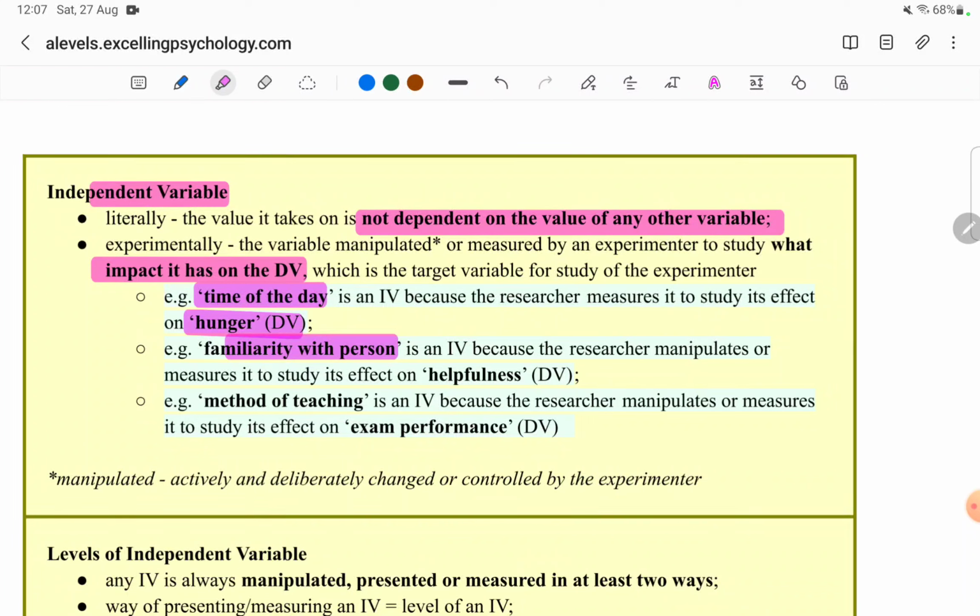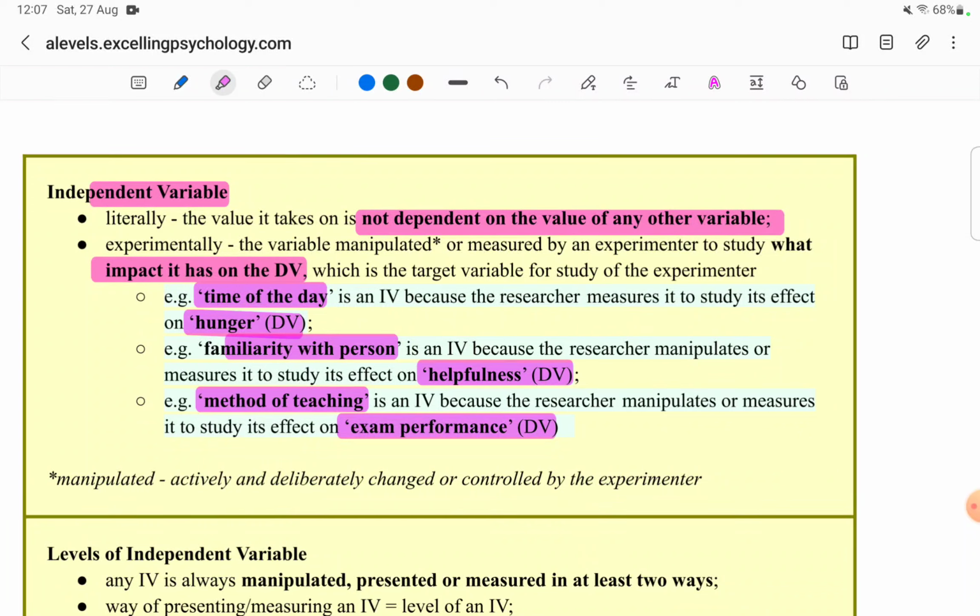Similarly, familiarity with a person is an independent variable. Why is it so? Because a researcher might believe that it influences how helpful a person is. So it brings about a change in the dependent variable of helpfulness. Method of teaching is another independent variable. And why is it? Because it influences how well a person performs in an examination. So it brings about a change in this particular dependent variable.